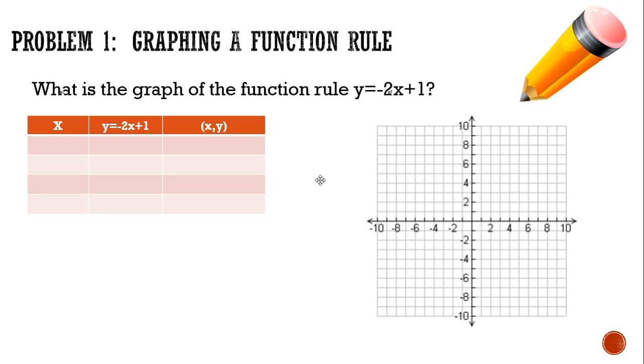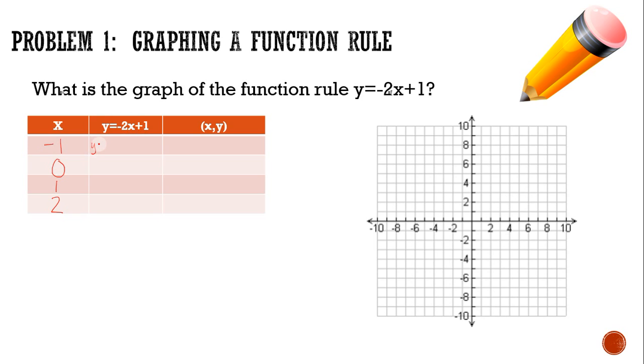So we need to graph this function rule, negative 2x plus 1. So I have my little chart over here. You're going to want to put the chart in, and also we're going to actually graph it. So you're going to want to make yourself a little coordinate plane in your notebook. Whenever I want to graph a function rule, I'm always going to use the numbers negative 1, 0, 1, and 2. I want some negative, 0, and some positive. So now what I need to do is plug that in for x.